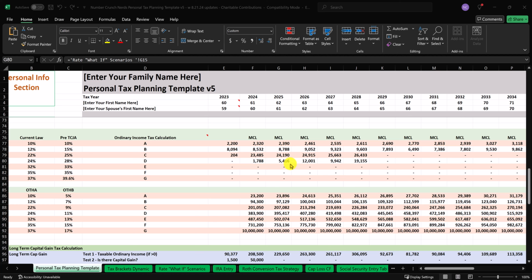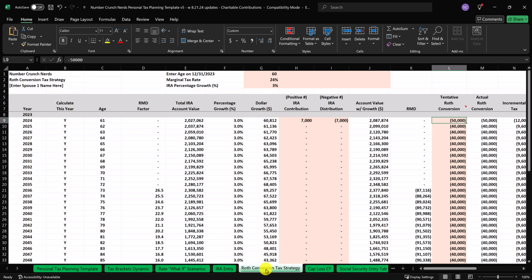So let's just say that we want a scenario test between doing Roth IRA conversions as well as doing an itemized charitable contribution bunching strategy. So let me go over here to the Roth Conversion Tax Strategy tab. This is where we figure out our tentative as well as our actual Roth IRA conversions, which we've covered extensively in the Roth IRA conversion video series.